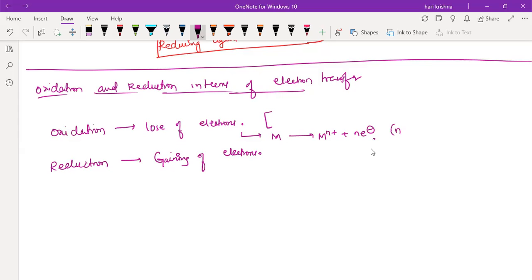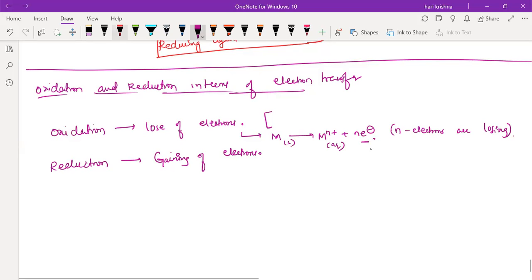If the electrons are there on the product side, that is losing, right? M is in the solid state, Mn+ is in the aqueous state. It is losing n electrons.